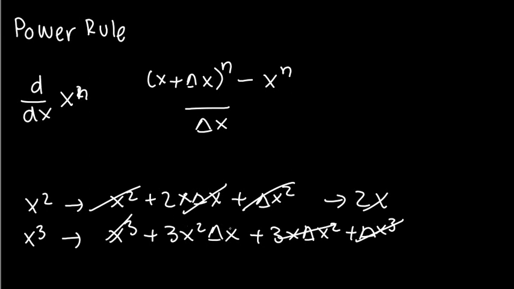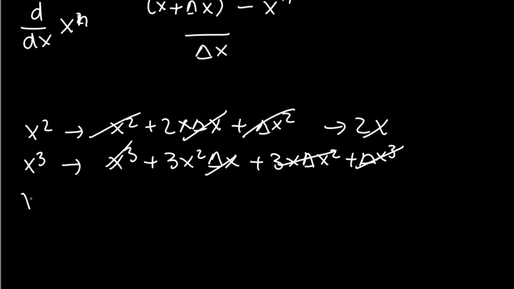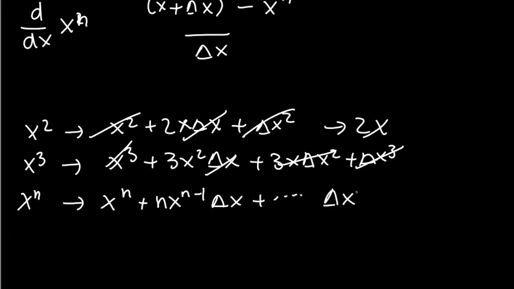And so on and so forth until x to the nth power, right? You would get x to the n plus nx to the n minus 1 times delta x plus, and so on and so forth, until you get to delta x to the nth power. The first term would get canceled out, the second would get to just nx to the n minus 1, and everything else would have delta x in it, so those would also be equal to 0. All you would be left with is nx to the n minus 1.